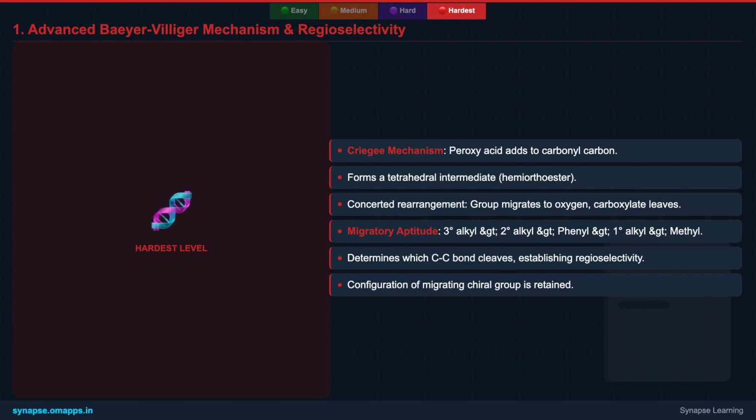This migratory aptitude is not random, it follows a specific order. Tertiary alkyl groups migrate more readily than secondary, then phenyl, primary, and finally methyl. This principle is key to controlling regioselectivity, especially in unsymmetrical ketones, ensuring we get the desired ester product.